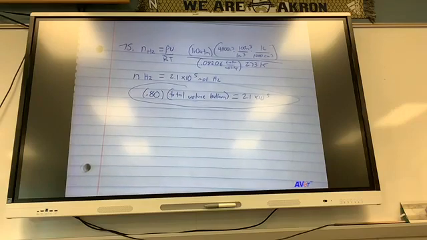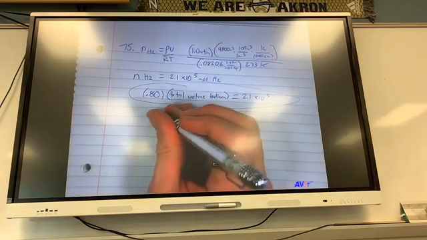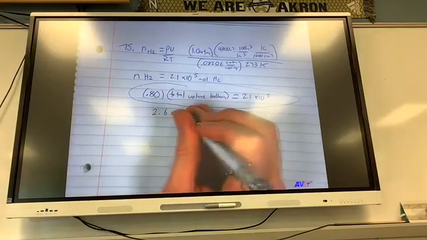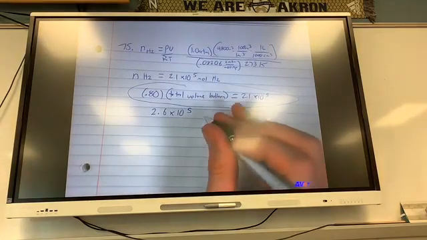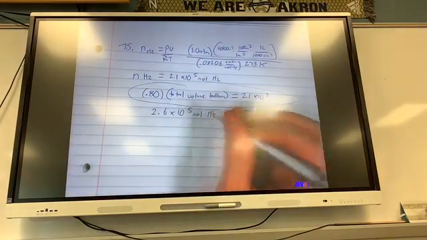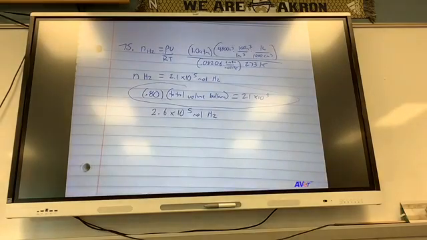So I need to do 2.1 times 10 to the fifth divided by 0.80. Does that sound right? Yes, the total. 2.1 E5 divided by 0.80 should get a bigger number, right? So this gives me 2.6 times 10 to the fifth. So I would have needed 2.6 times 10 to the fifth moles of H2 to fill the whole thing. Agreed? Because I only got 80% in there?